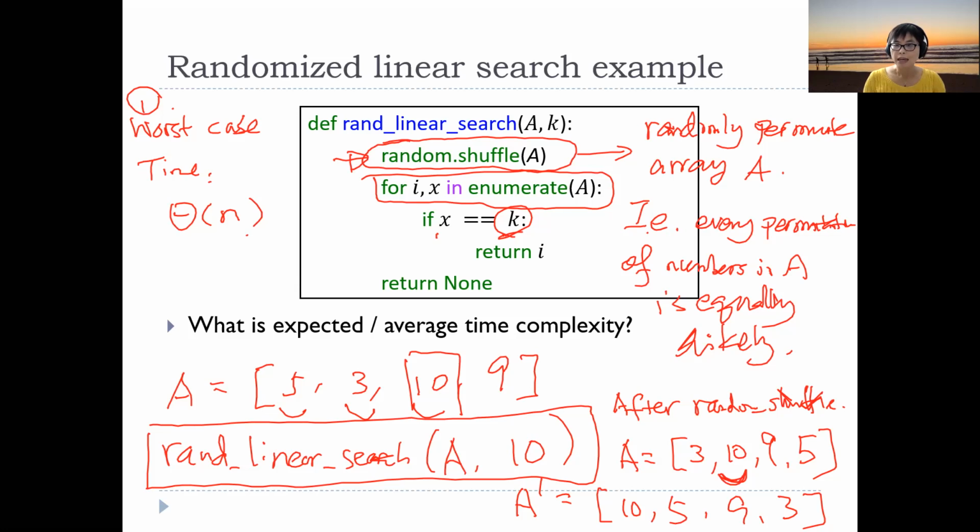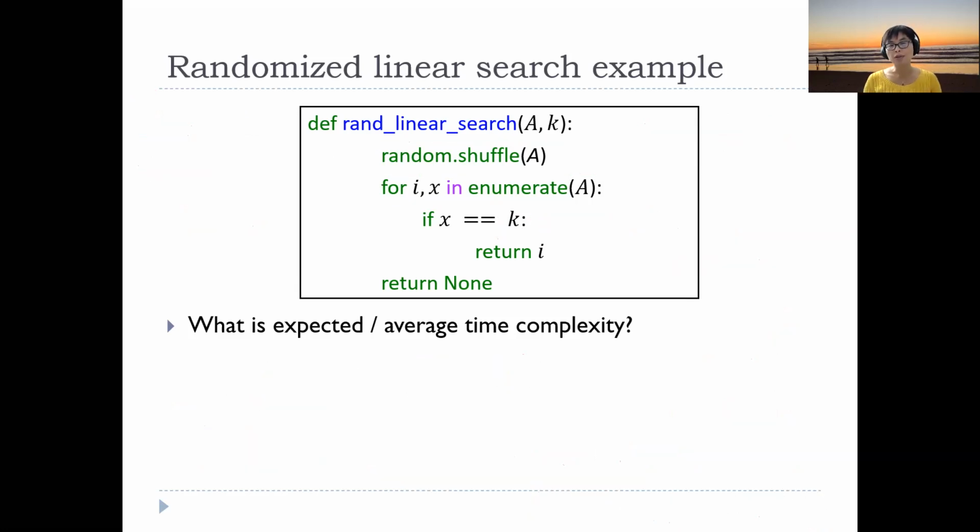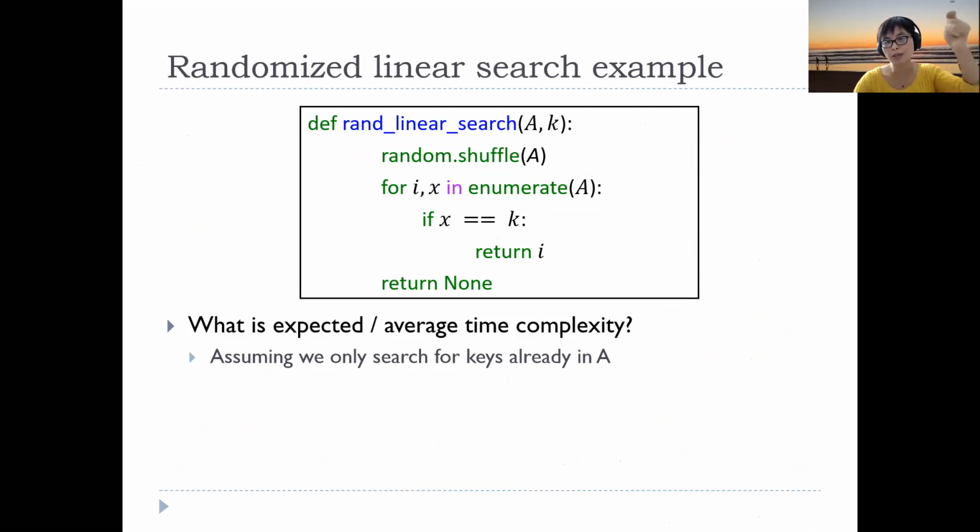But still we can talk about what is the expected time on this input. So this is what we're going to find out. Let's make one simple assumption: assume that we always look for keys that are already in A. So the key you're looking for is always already in the array.